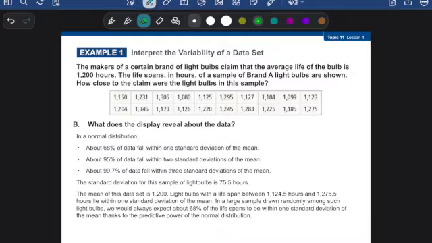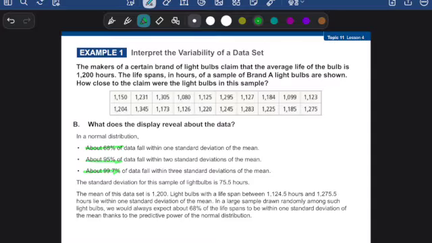So again, you'll want to know these percentages. 68% of the data will be within 1 standard deviation, 95% will be within 2 standard deviations, and almost 100%, but not quite, 99.7% will be within 3 standard deviations.